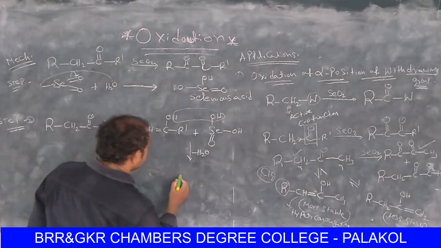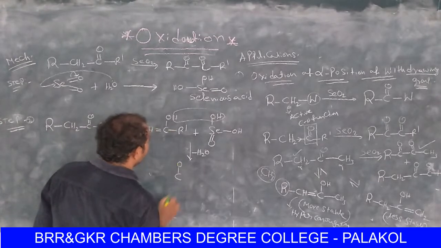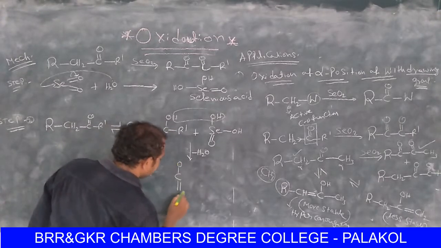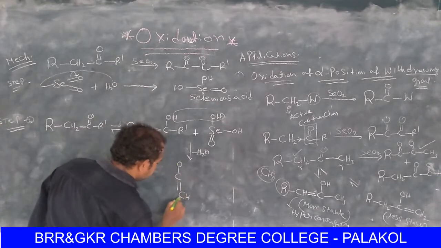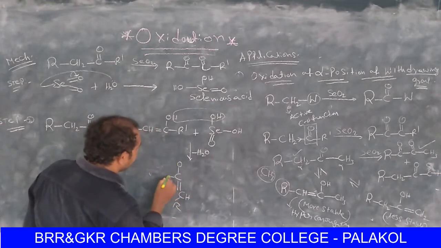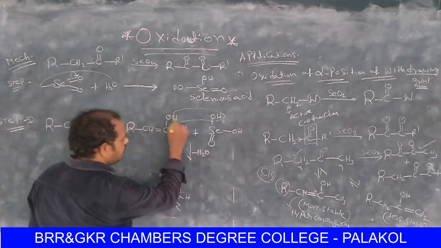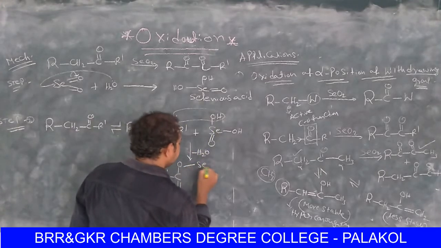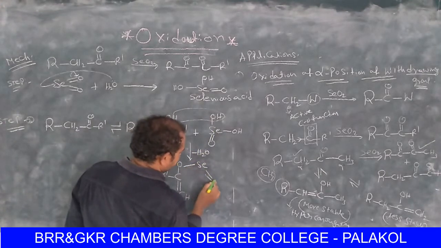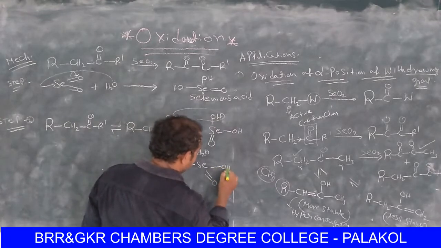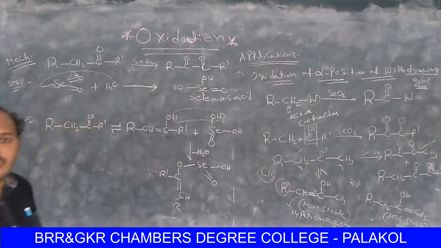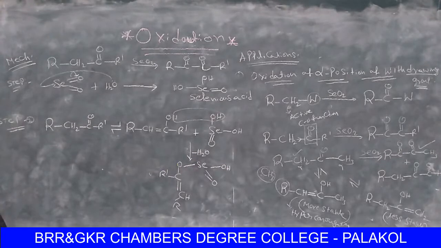CO and double bond CH, R and R dash. O is attached to Se, Se is attached to double bond OH. This is the first step, right?